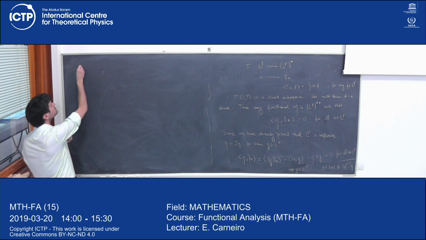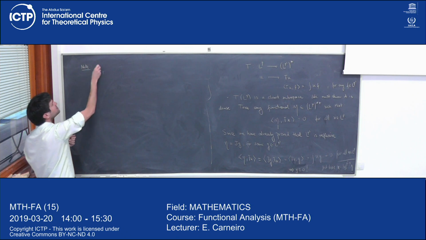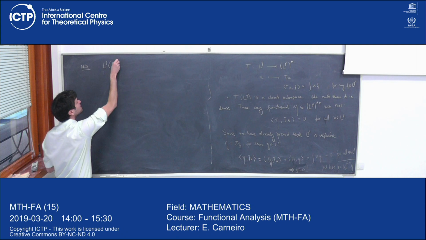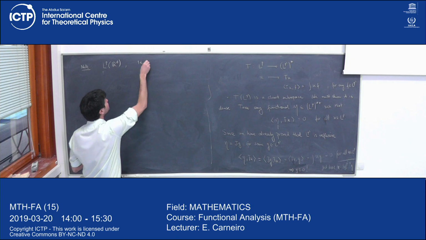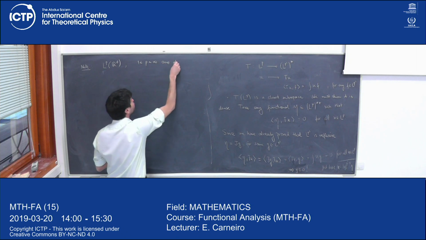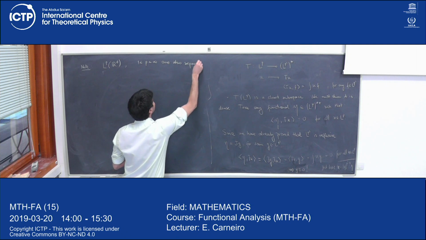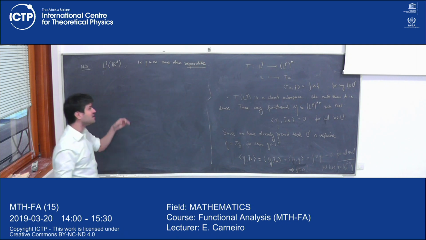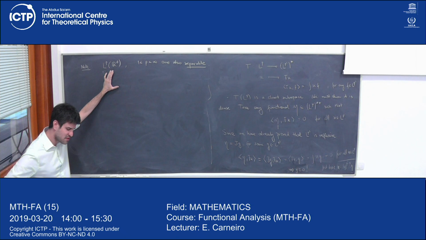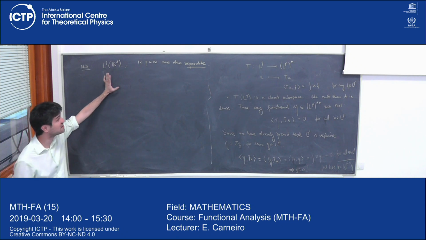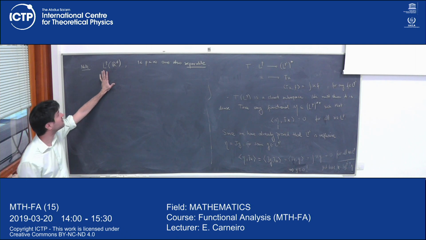So note the spaces LP of RD, for 1 less than P less than infinity, are also separable. And here I am just going to restrict myself to RD. I won't talk about LP of a huge measure space, because then I would have to talk about what is a general measure space to be separable to start with, so it gets a little bit more complicated. So let's just settle for recalling the fact that LP of RD is a separable thing.